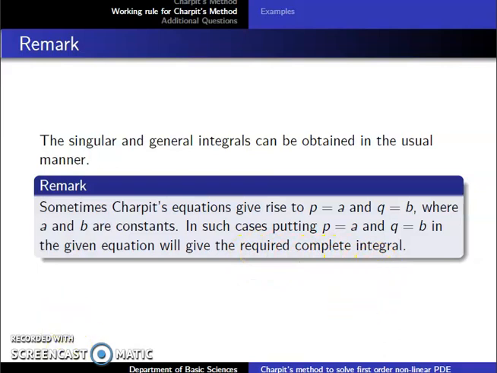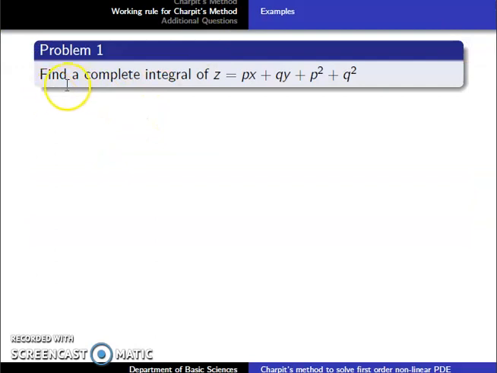Let us discuss some questions. Let us discuss one simple problem. Find a complete integral of z is equal to px plus qy plus p square plus q square.